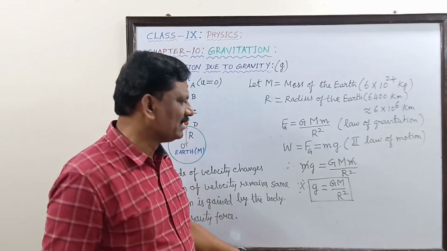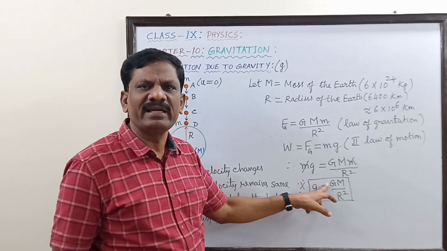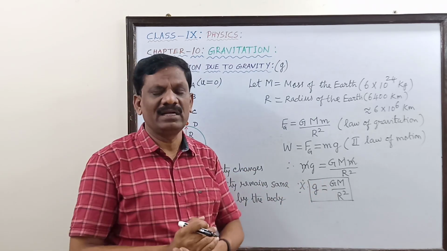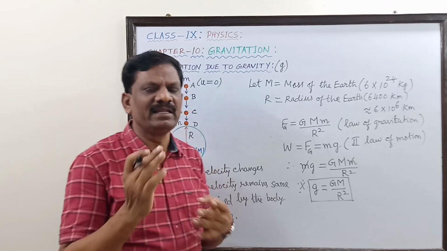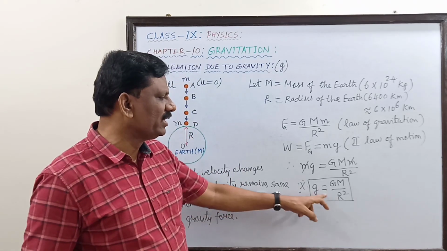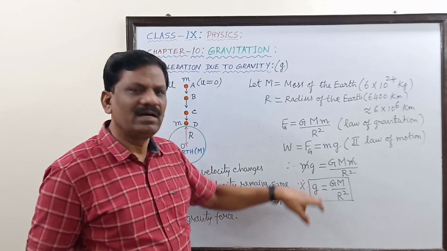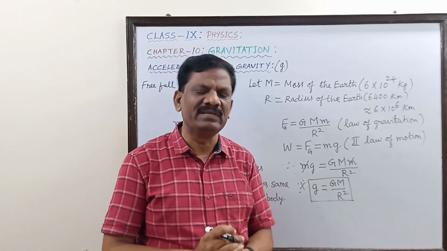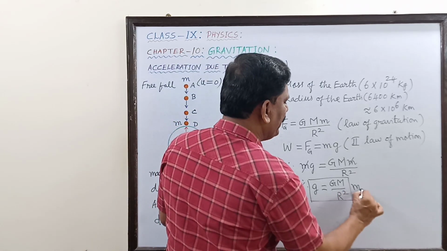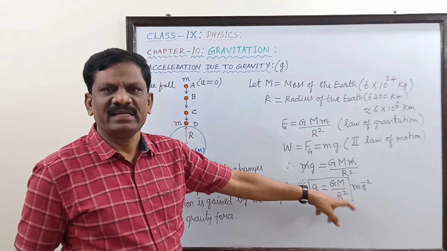Any student must remember this relation connecting small g and capital G. In the examination, usually a question is asked: derive the relation, obtain the relation between small g and capital G. So this is small g equal to capital G into M by R square. Small g is called acceleration due to gravity. It is normally acceleration only, so its unit is meters per second square, the unit for acceleration.